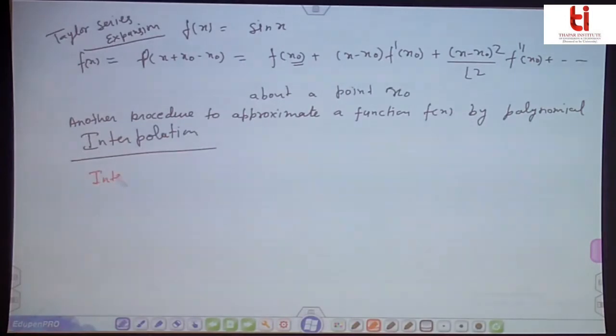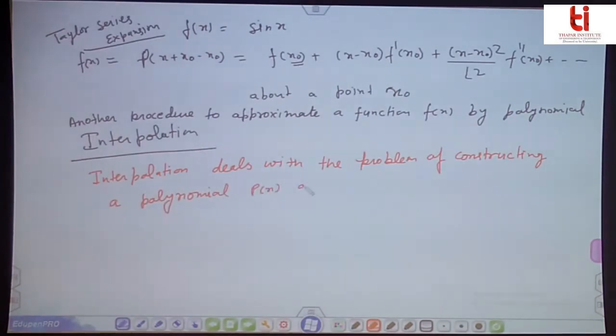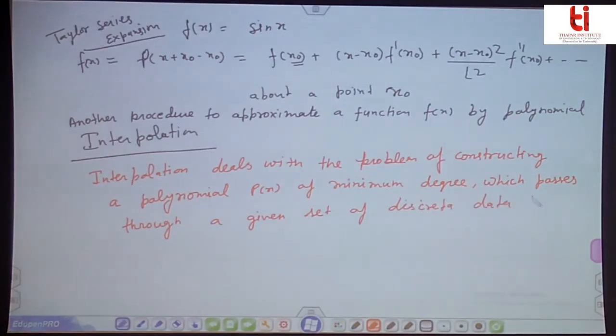So interpolation deals with the problem of constructing a polynomial p(x) of minimum degree which passes through a given set of discrete data points. Suppose (xi, yi), i equal to 0, 1, 2 and so on to n.